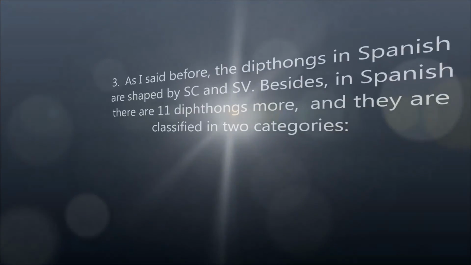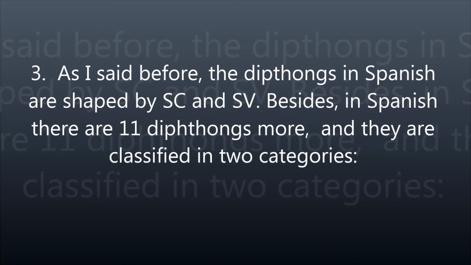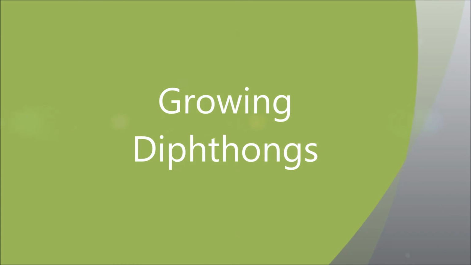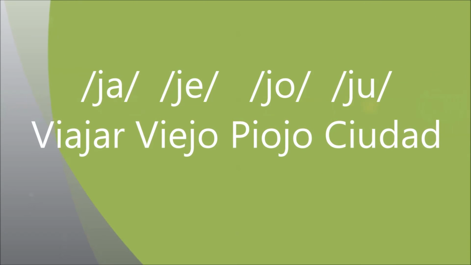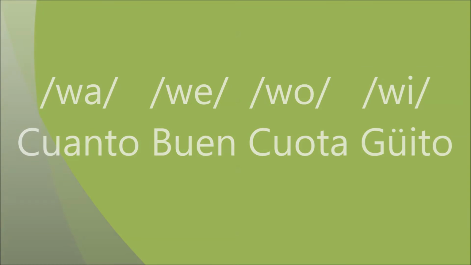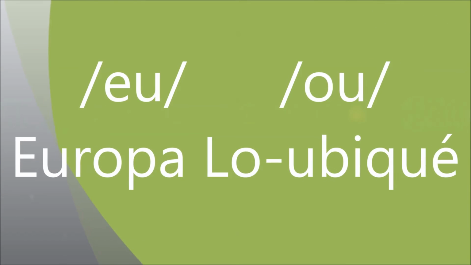As I said before, the diphthongs in Spanish are shaped by semiconsonants and semivowels. Besides, in Spanish there are 11 diphthongs more, and they are classified in two categories. Growing diphthongs. Ya, viajar. Ye, viejo. Yo, piojo. Yu, ciudad. Wa, cuánto. We, buen. Wo, cuota. We, guiso. Decreasing diphthongs. Ei, creído. Eu, Europa. Ou, lo ubiqué.